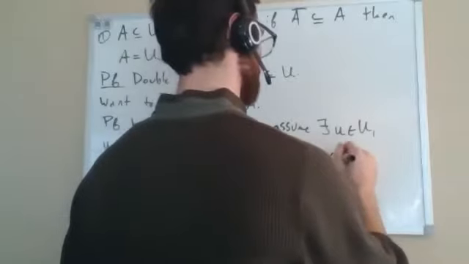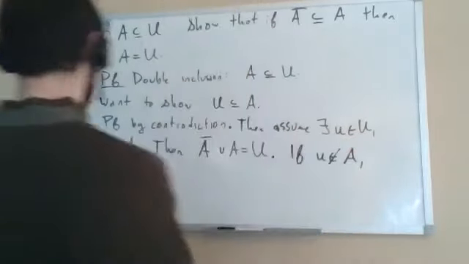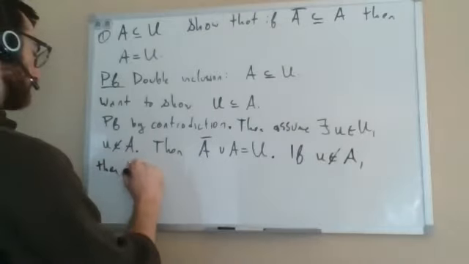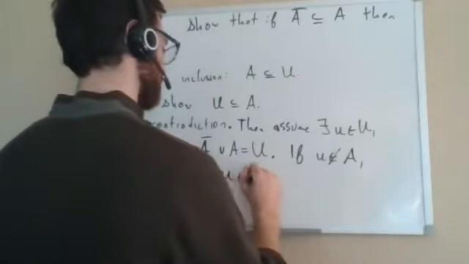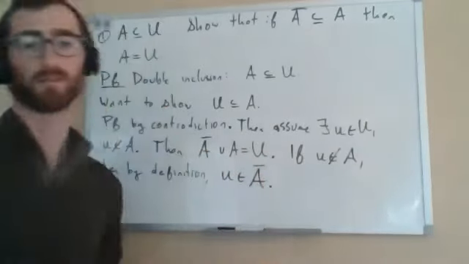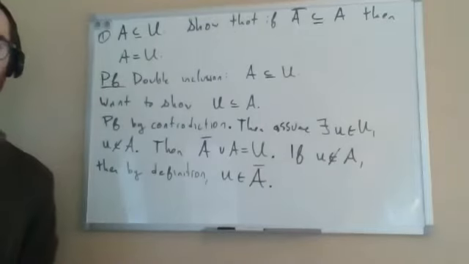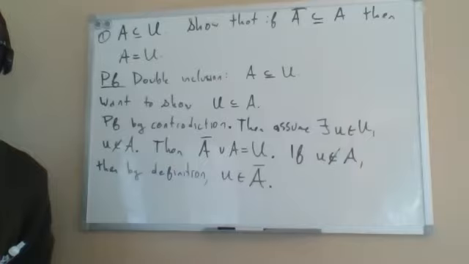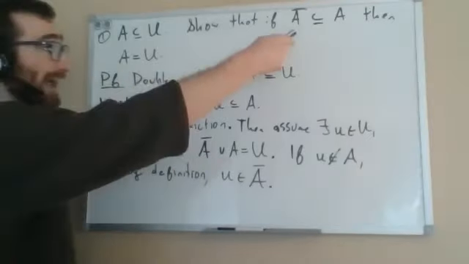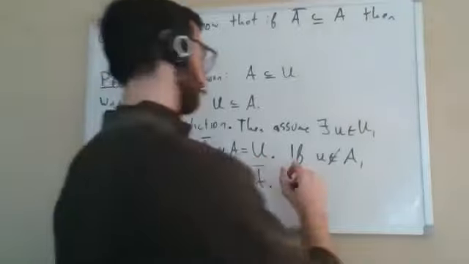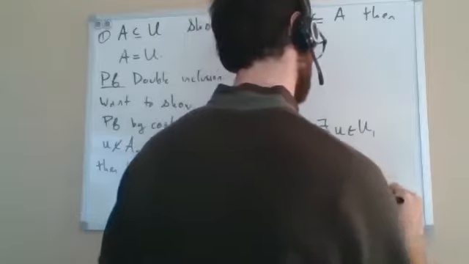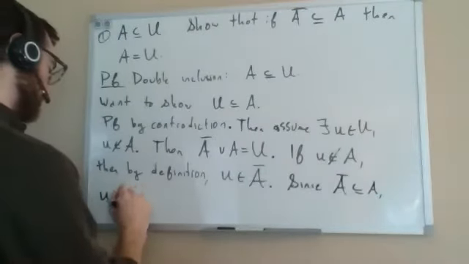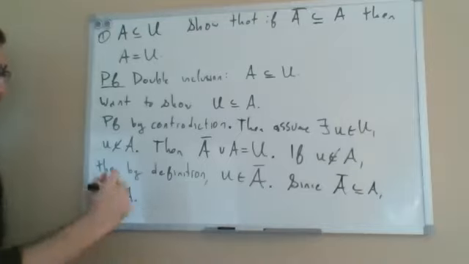If U is not in A, then by definition U is inside A bar, right? A bar is the collection of all elements in U which are not in A. But A bar is contained in A. Since A bar is contained in A, U is inside A. This is a contradiction.